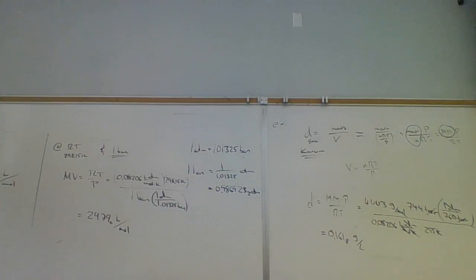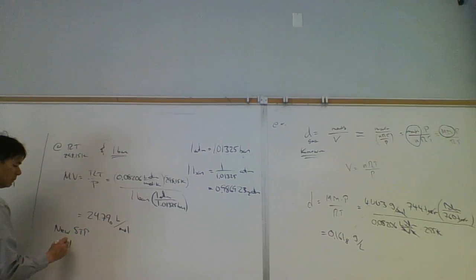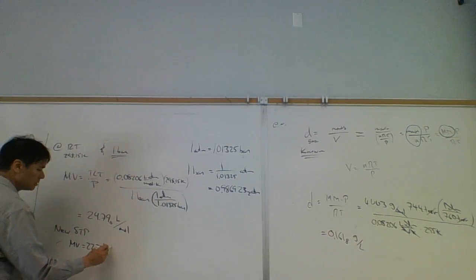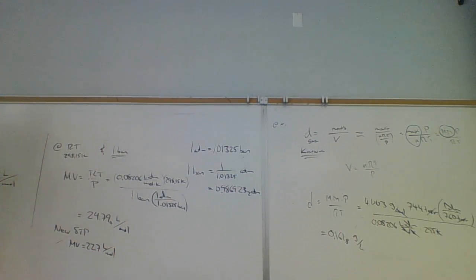At the time, it was very important. Everybody memorized this. All my classmates were memorizing. At the new STP, the molar volume is 22.7 liters per mole. And so what's the difference between the old STP and the new STP? The old STP used atmosphere, the new STP uses bar. And a bar is a little less pressure. If it's a little less pressure, then the volume expands a little bit. Right? That's what we see here.